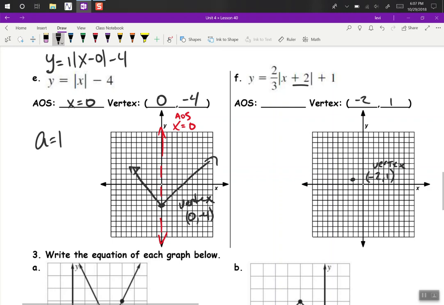And our axis of symmetry then would be x equals -2. Draw that in. Vertical line. And our slope here is 2/3, right? So that's up 2, right 3. Up 2, right 3. Good. Up 2, left 3. I think I'm doing that right. Up 2, left 3. Yeah. I can count. There we go.